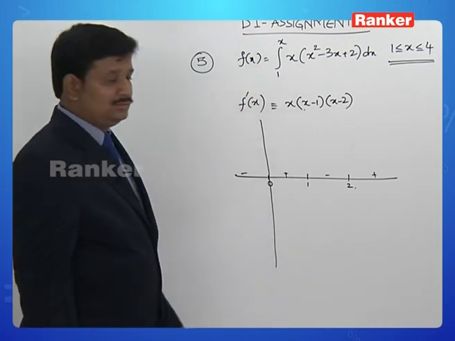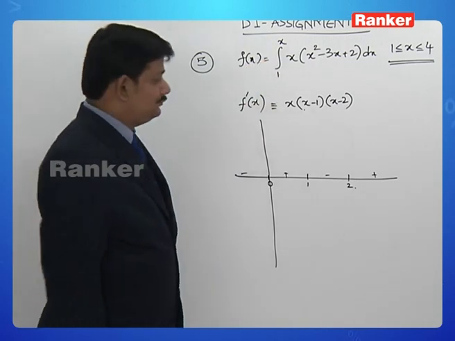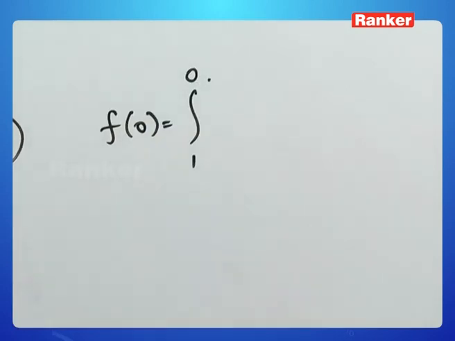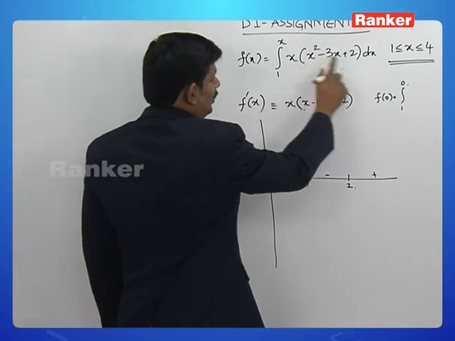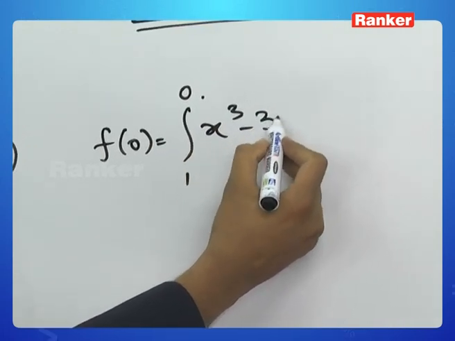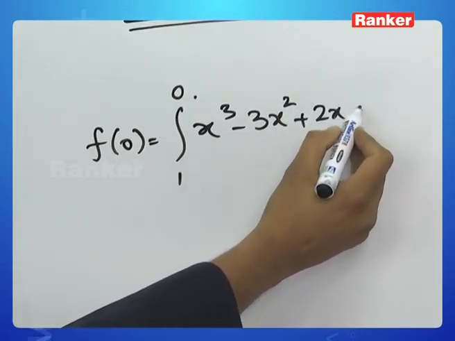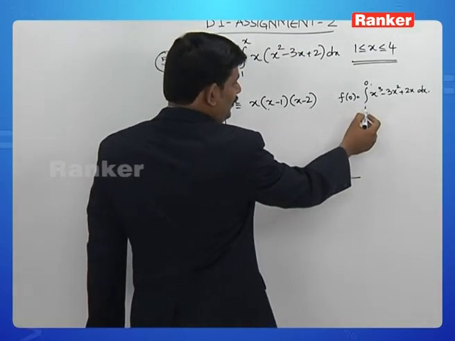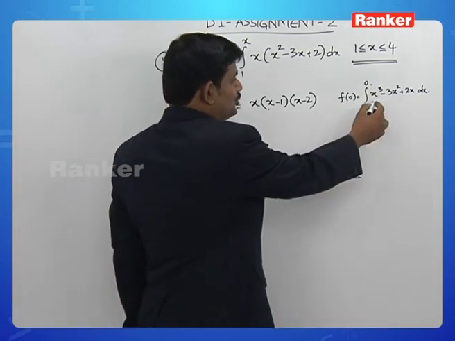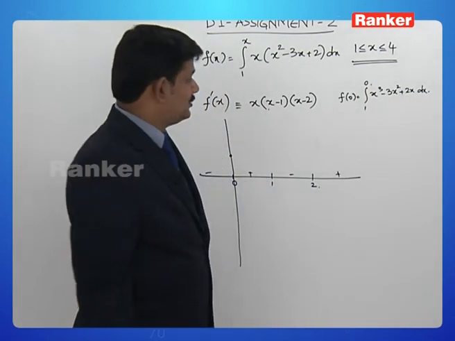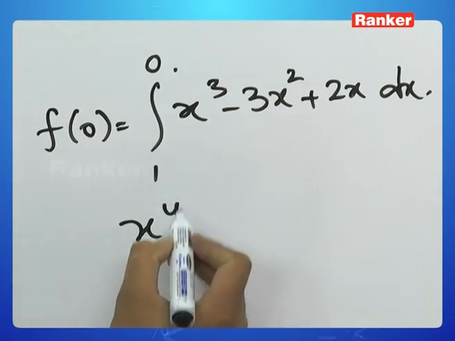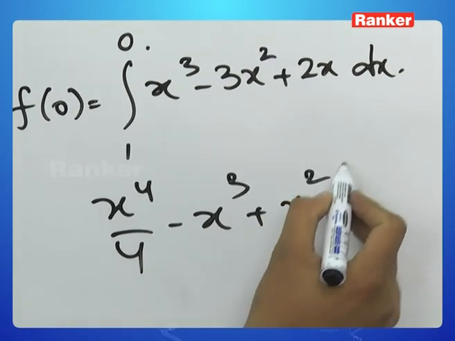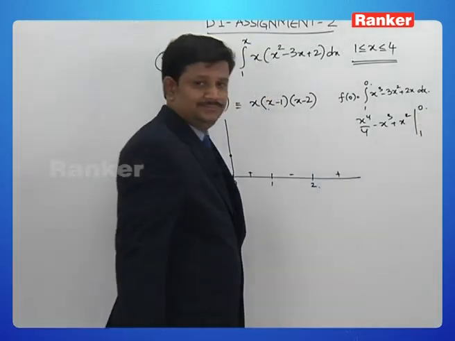F of 0 is integral 1 to 0 x cube minus 3x square plus 2x dx. Let us look at the value of f of 0. F of 0 is integral 1 to 0 x cube minus 3x square plus 2x dx, which is x power 4 by 4 minus x cube plus x square from 1 to 0.